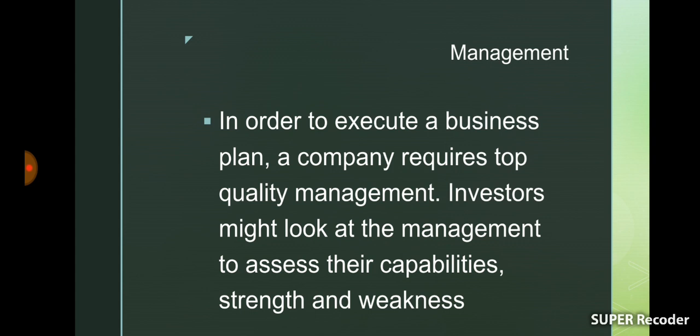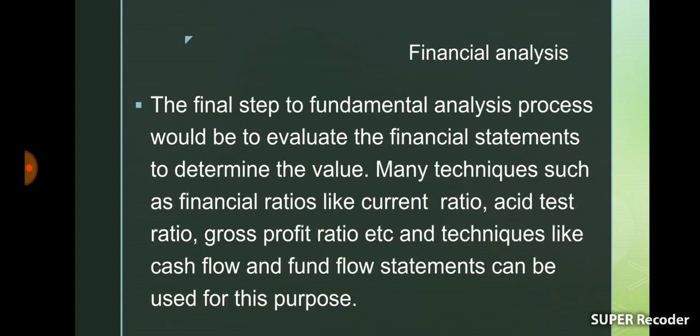And the last factor to be considered is financial analysis. An investor can rank the companies on the basis of financial analysis. That means it is the final step in the fundamental analysis process. It is evaluating the financial statements to determine the value of that firm, and many techniques such as financial ratios like current ratio, acid test ratio, gross profit ratio, etc., and techniques like cash flow statement and fund flow statement can be used for this purpose.